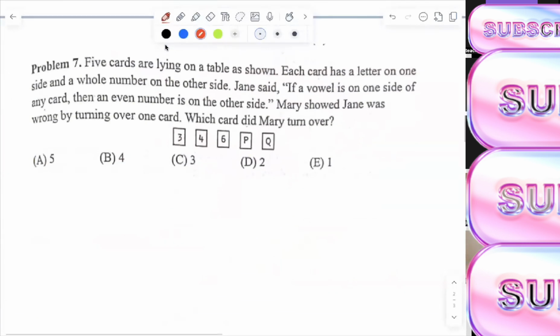Five cards are lying on the table as shown. Each card has a letter on one side and a whole number on the other side. Jane said if a vowel is on one side of any card, then an even number is on the other side. Mary shows Jane was wrong by turning over one card. Which card did Mary turn over? Tell me your answers in chat. Feel free to ask questions also in the chat.